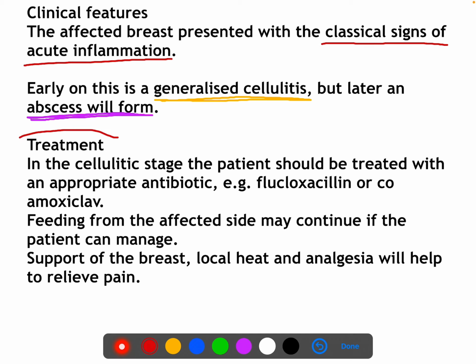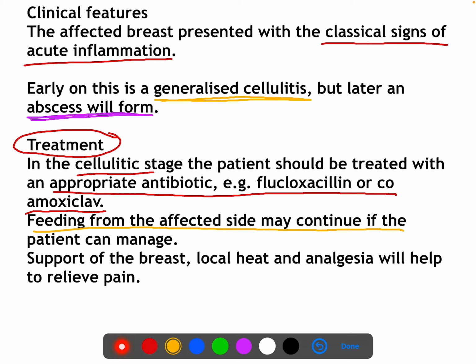The treatment. In the cellulitis stage, the patient should be treated with appropriate antibiotics، اللي هو نعطي دائما ستاف أوريوس. فشنو الانتيبيوتيك؟ هو الانتي ستاف الفلوكساسيلين or augmentin اللي كوموكسيكلاف. Feeding from the affected side may continue if the patient can manage. يعني احنا عندنا اللي تمشي يقول لك اللي عندها ماستايتس لا ترضعيه. The ideal thing is if she can manage feeding we have to continue, but طبعا it is painful.